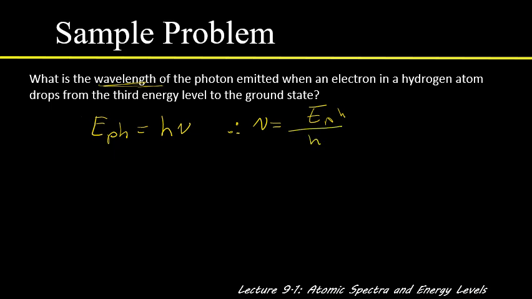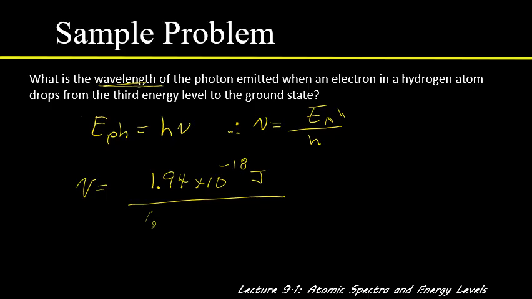Okay. Our frequency is going to be 1.9434 times 10 to the negative 18 joules divided by Planck's constant, which is 6.63 times 10 to the minus 34 joules times seconds. Look at our units. Our joules cancel out.